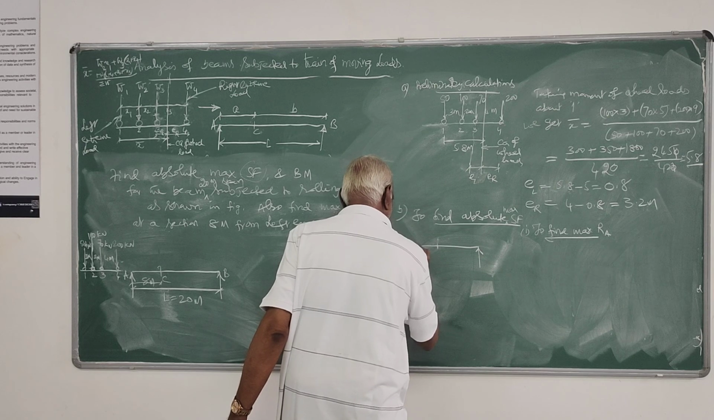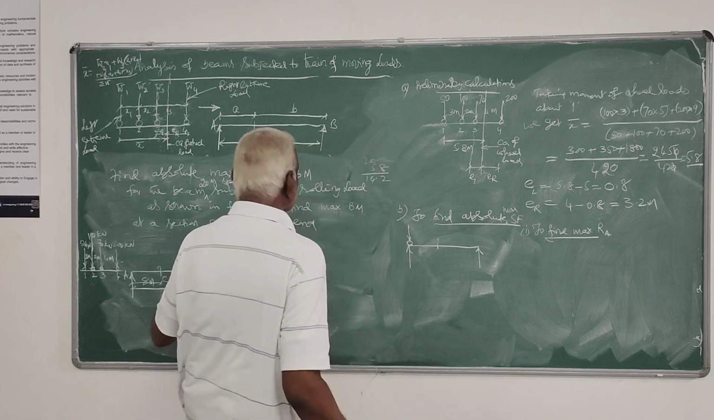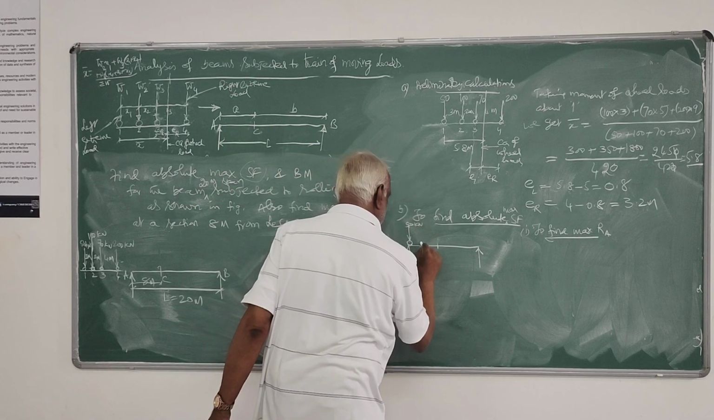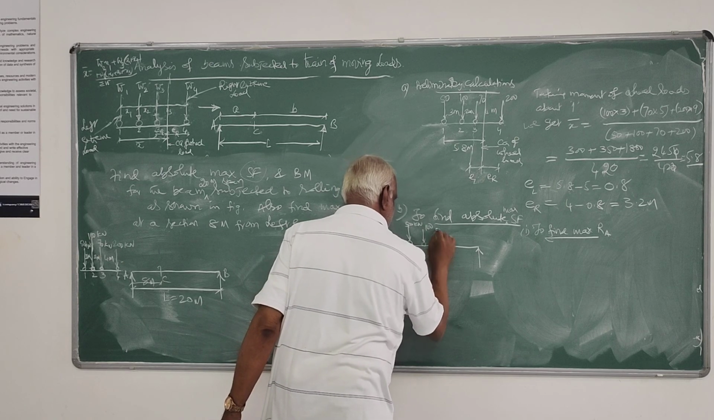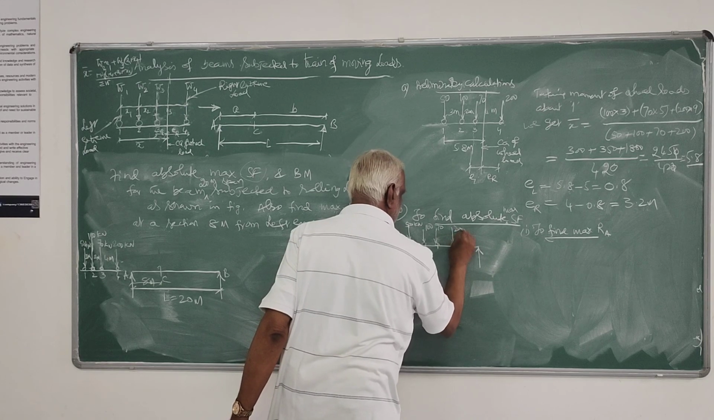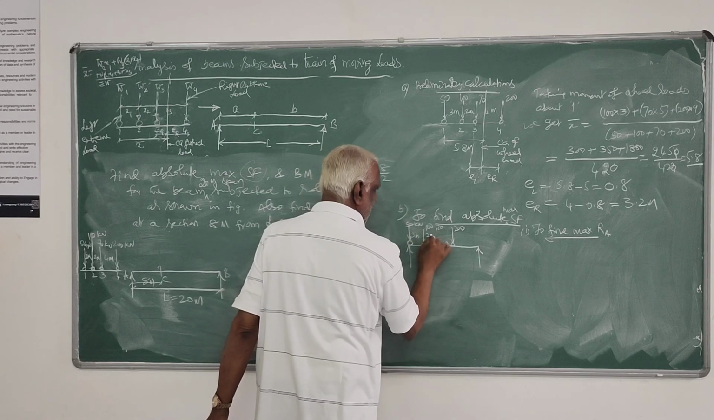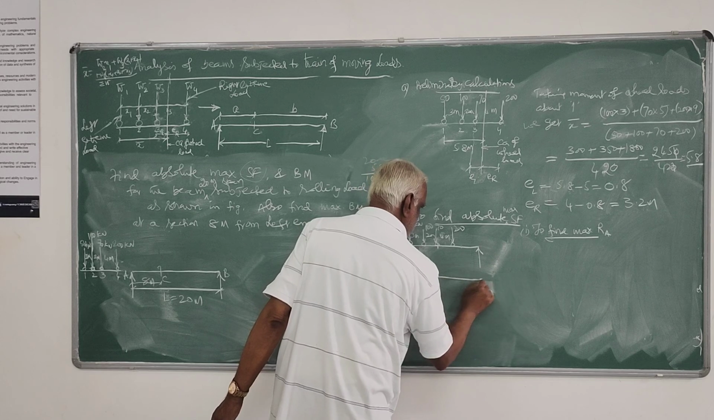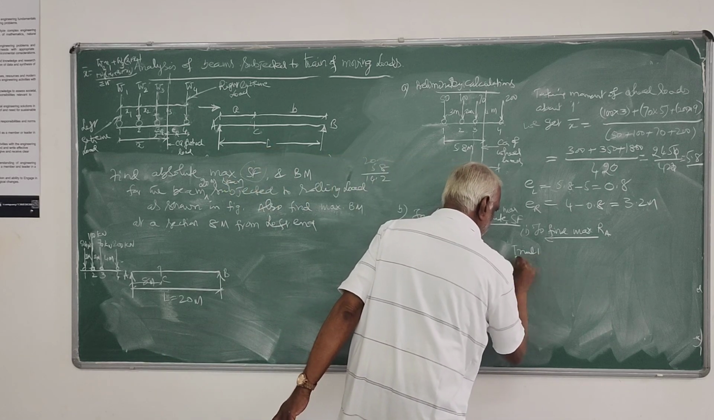The first wheel load, in order to get maximum RA, I have to place the first 50 kilonewton wheel load here, next 100, next 70, next 200. This need not be to scale, don't bother about that. 3 meters, 2 meters, 4 meters. So this is the first position, trial 1.